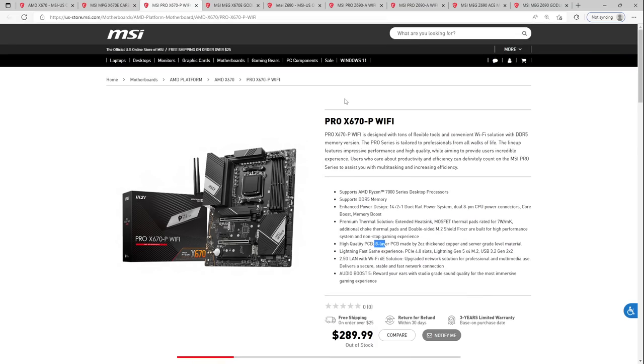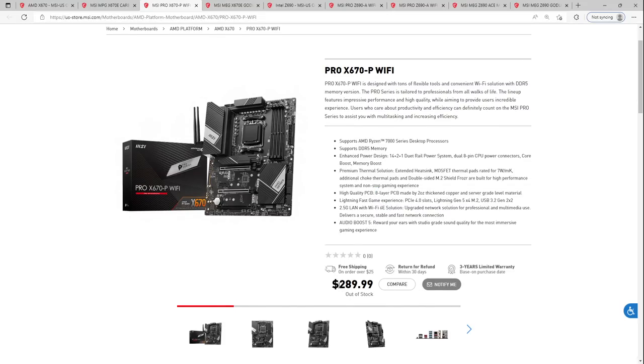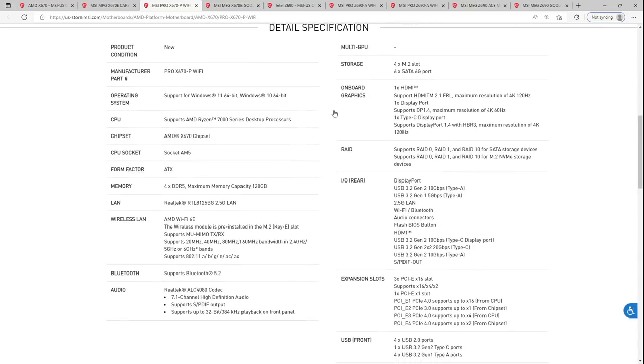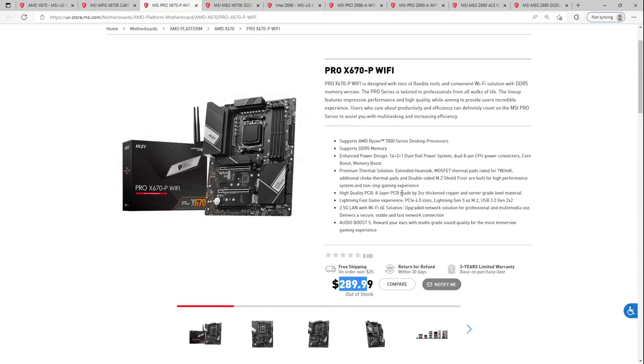For X670, we now have a $290 board with an 8-layer PCB. And it does still have some PCIe Gen 5. It's just dedicated to an M.2 slot. So I guess if you are a file copying enthusiast, that's great.